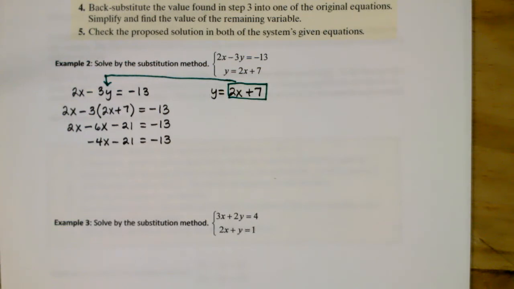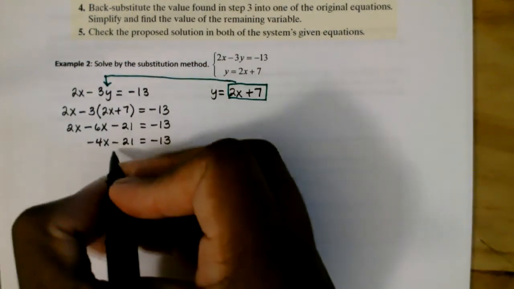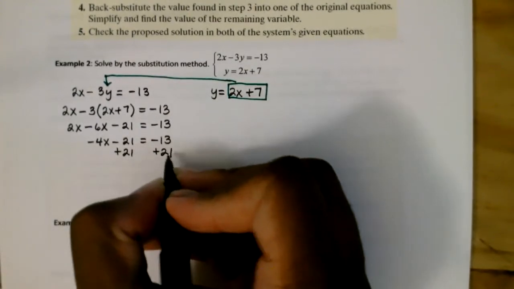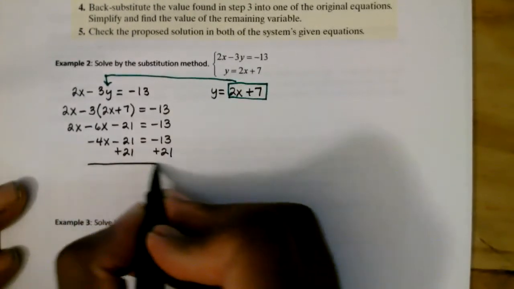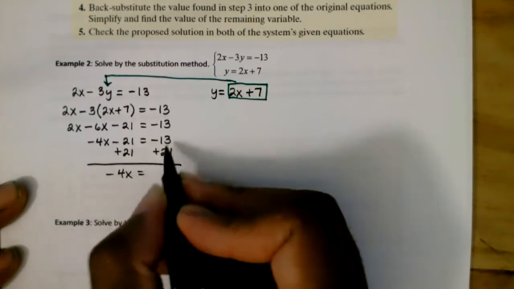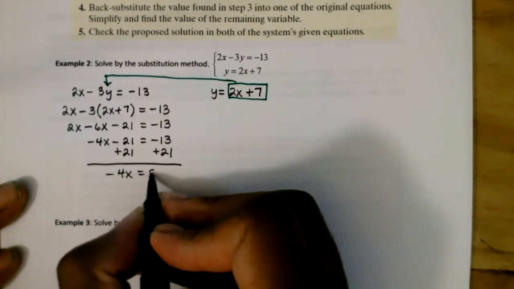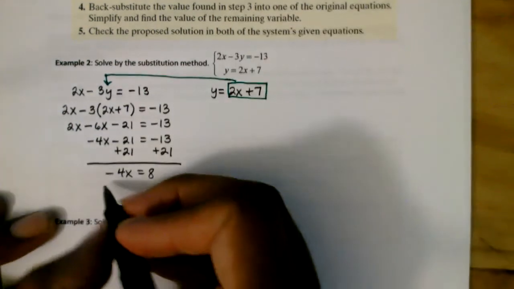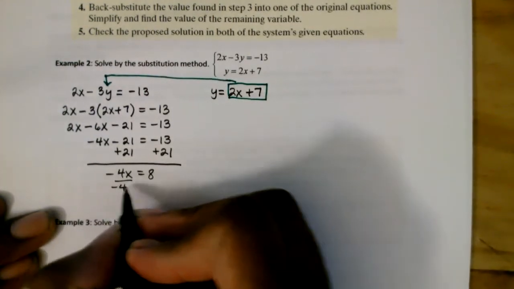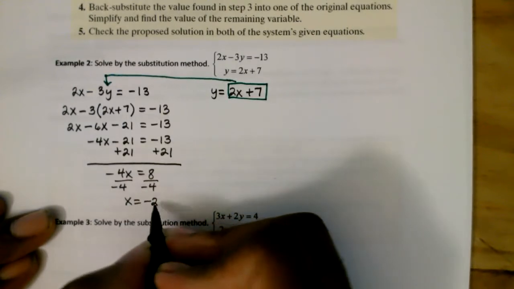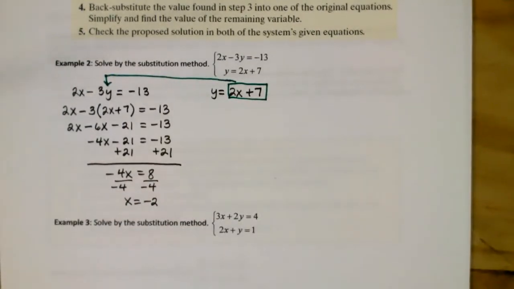And then next, to get negative 4x by itself, I'm subtracting 21, so I need to add 21 on both sides. This will give me negative 4x equals, let's see, negative 13 plus 21 is 8. So negative 4x is equal to 8. And then to get x by itself, we divide both sides by negative 4 to get x equal negative 2. All right, I know what x is.